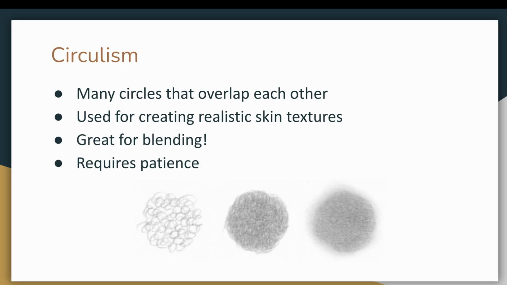Circulism, this is many circles that overlap each other, so just using your pencil to go round and round and round. This is great if you're doing more of a portrait and you want skin texture. It's really great for blending because you're not going to really see any lines that show up when you choose to blend. But this one is slow and it's going to require a lot of patience, whereas hatching is great for speed.